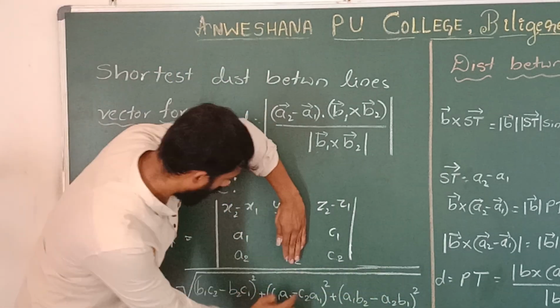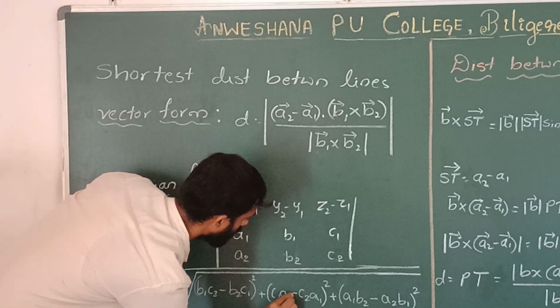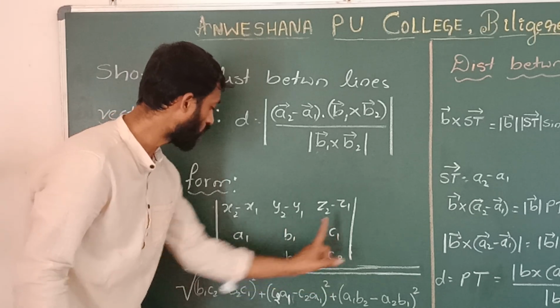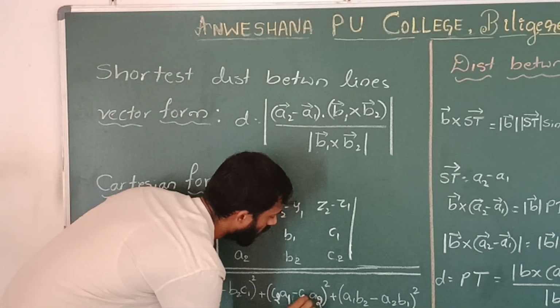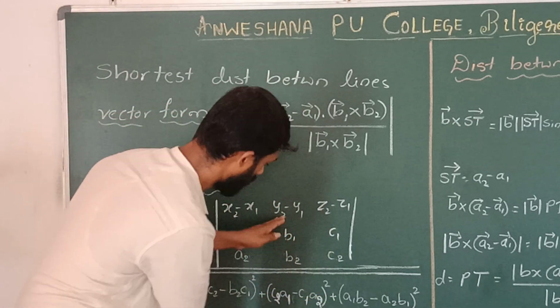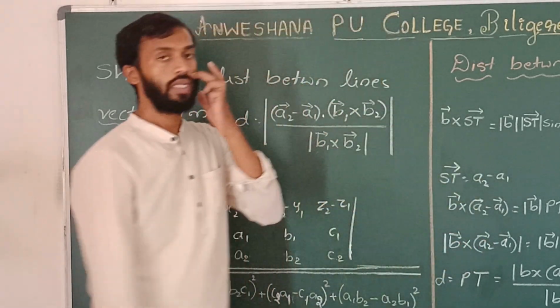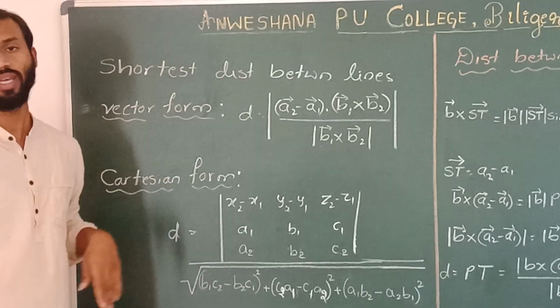Clear, students? Here it is a1 c2 minus a2 c1. Yes, this is the way we will be getting this. Please keep in mind, the upper part we are having for 2 marks and this will be for 3 marks.